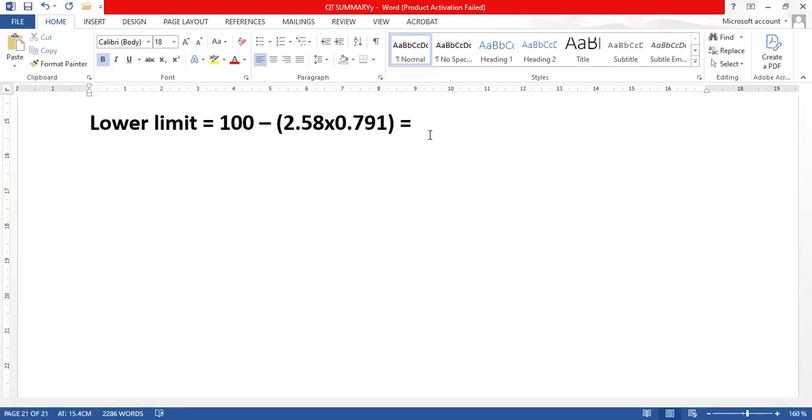Guys, put some speed. Just put everything on your calculator. 100 minus open brackets 2.58 times 0.791, close bracket. What do you get?